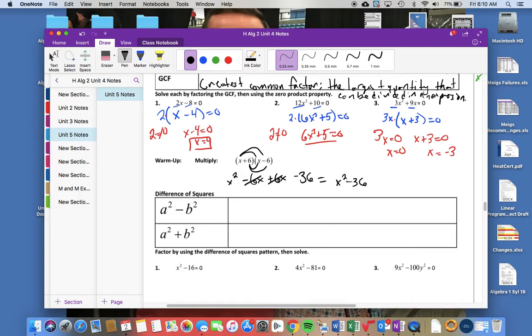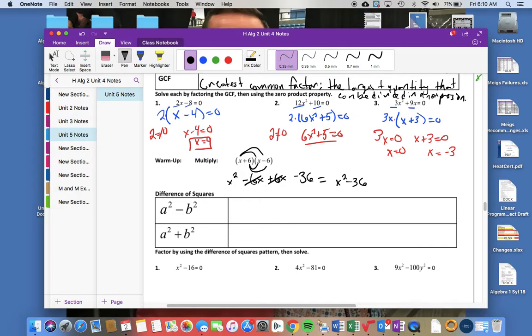This is a special type of product, and it yields a special type of factoring. It's called the difference of squares, meaning you've got two perfect squares. In this case, x squared and 36 are perfect squares. When you've got that, it will factor in a special way.